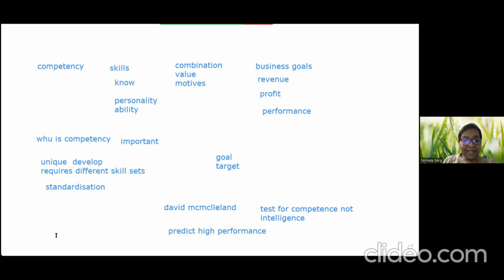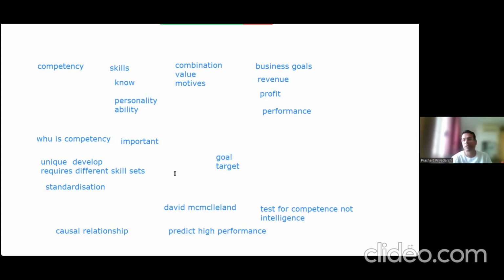Now, he said that if you have the competency, you will be able to predict high performance. Why? Because it has a causal relationship. What does it mean? Anybody? Causal relationship. That means competency has a causal relationship. Anybody wants to elaborate on that? Yeah. It's like the cause and effect model that we talk about.